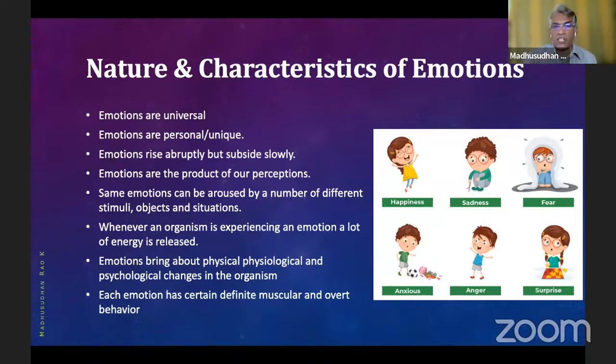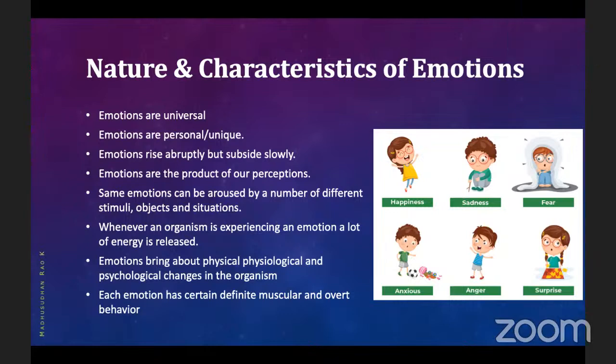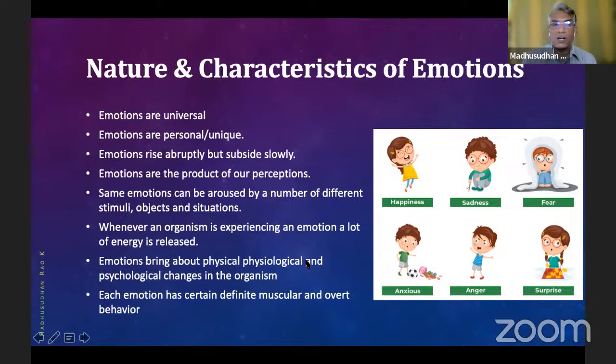Whenever an organism is experiencing an emotion, a lot of energy is released. When you smile a lot, when you laugh, a lot of calories are burnt. For crying, very few calories are burnt. You laugh loudly and freely, about double the number of calories burnt compared to crying. So emotions bring about physical, physiological and psychological changes in the organism. Each emotion has certain definite muscular and overt behavior. Muscular: when you smile, you see your muscles moving. Overt: what you see, how people perceive you.